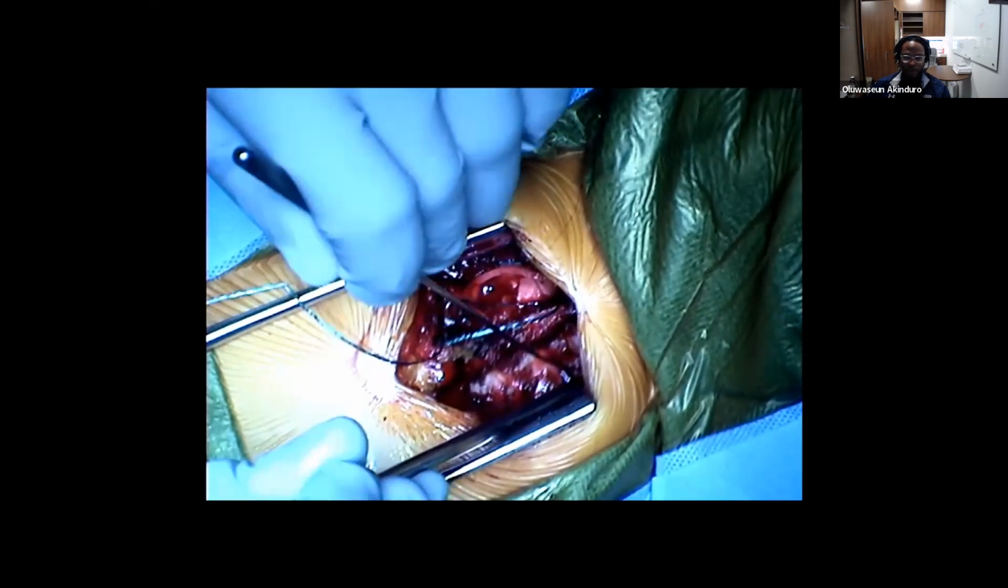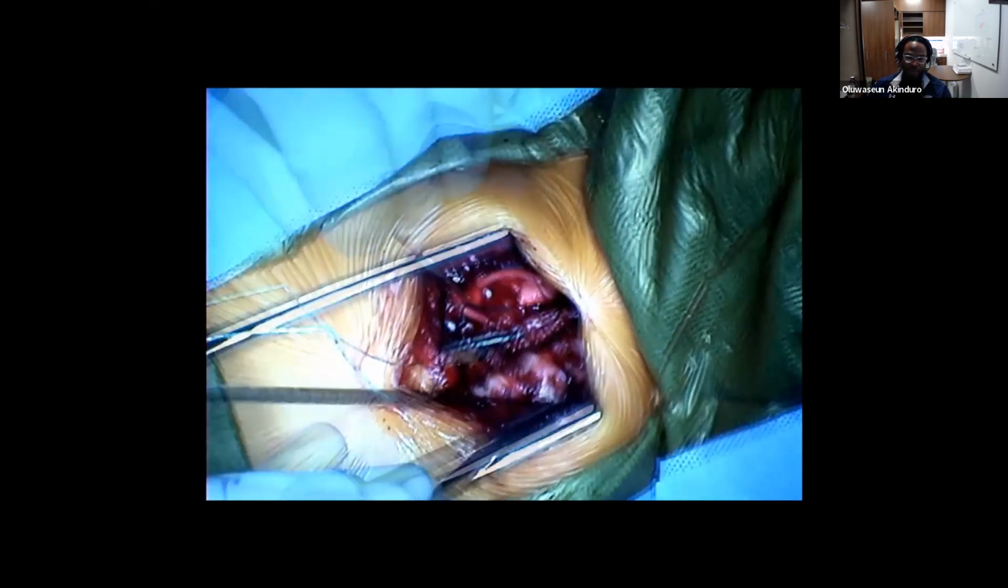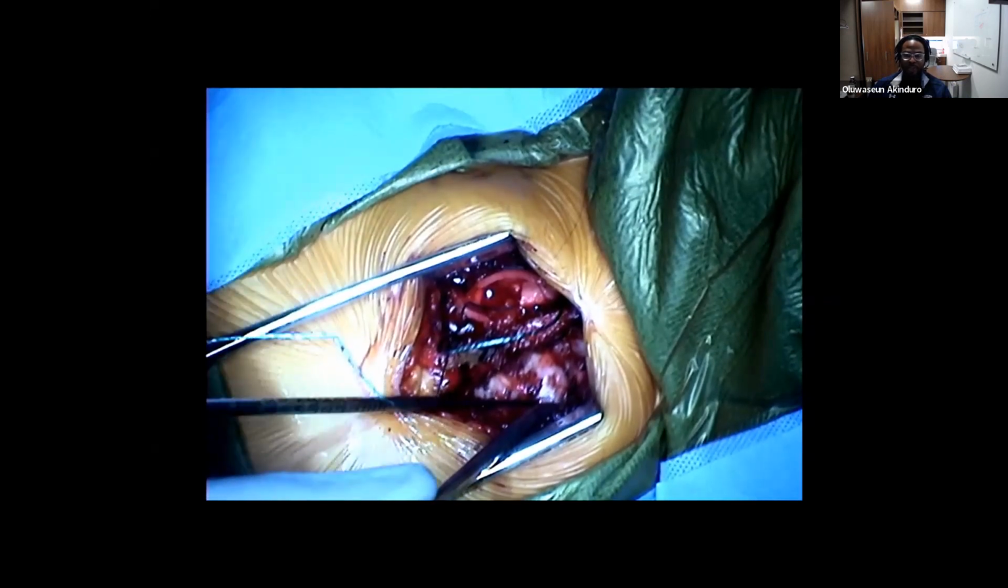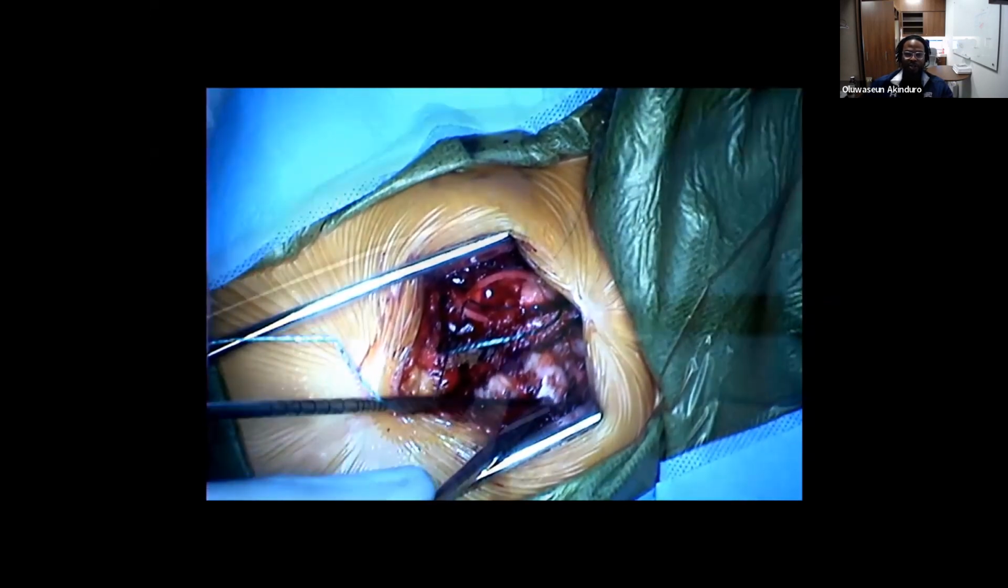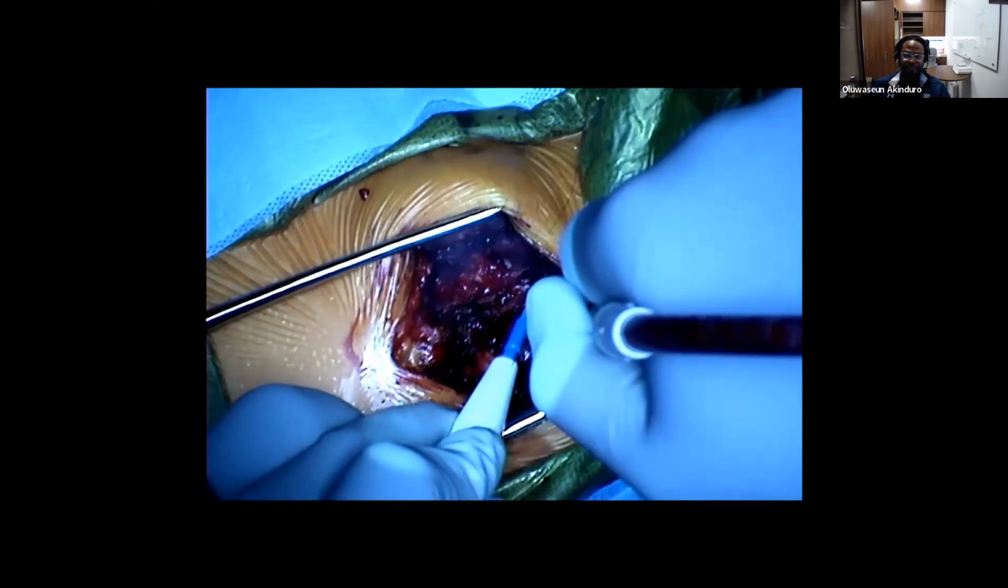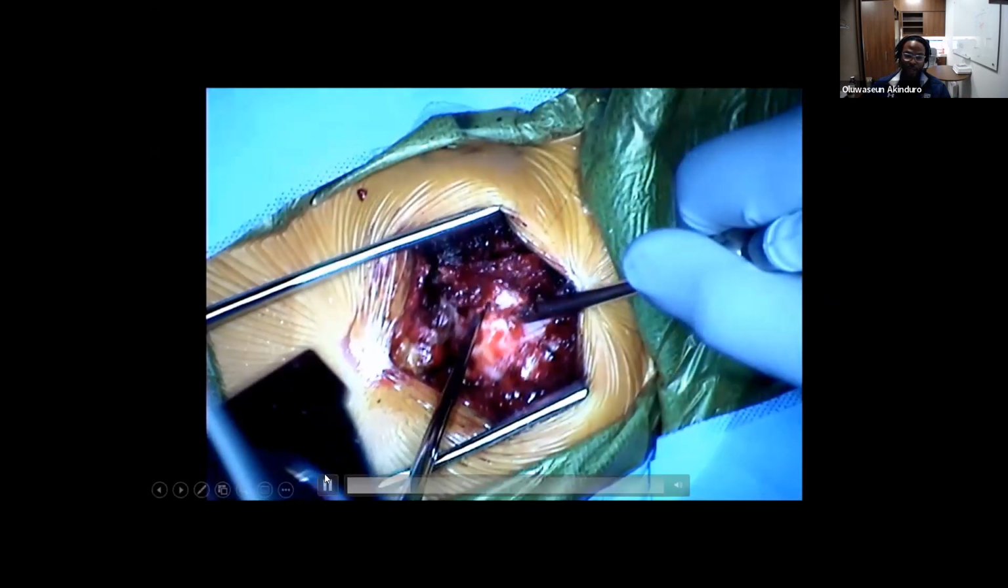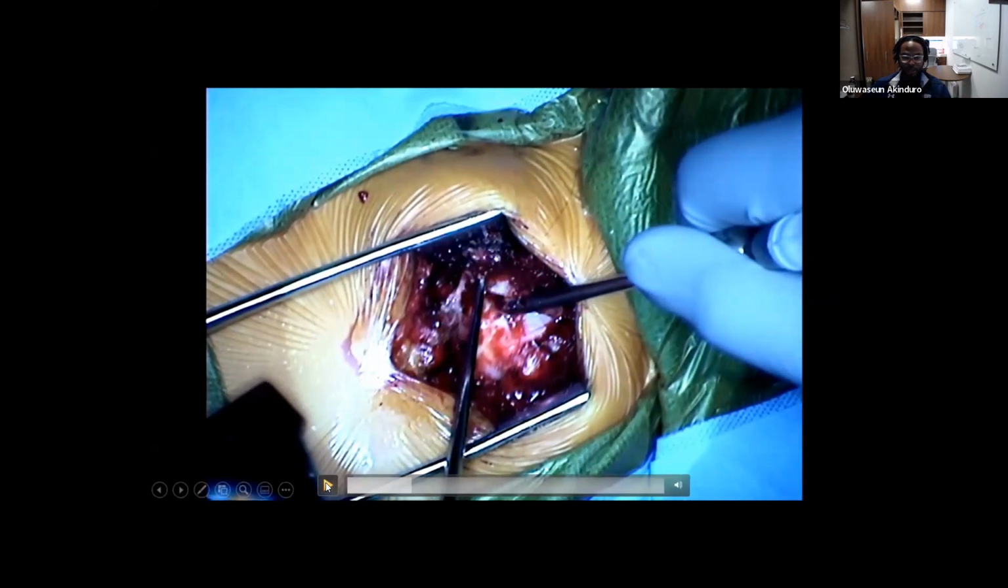Take a smaller drill bit, and it's easier to drill the facet joint before you place the screws, just because the screw heads aren't in your way. And also, drilling out the joint helps you with your trajectory as well. I found that it's just easier to visualize whenever you basically just follow the angle of the joint itself.